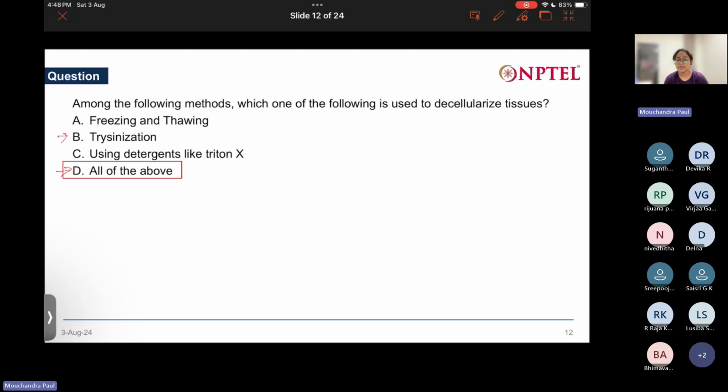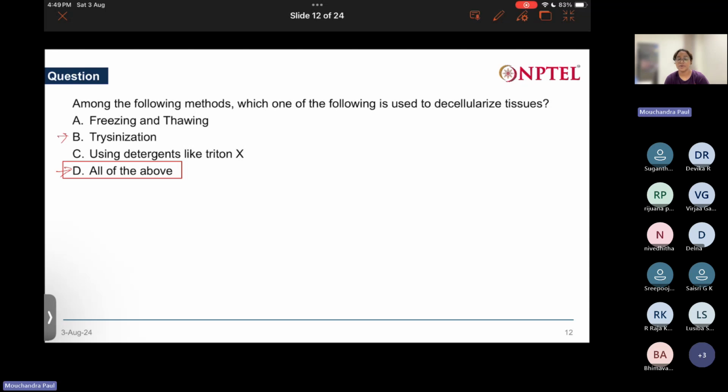So you're correct. We are trying to remove the cellular components from a native tissue. We take tissue either from human origin or from any animal, like bovine, porcine, etc. And then we remove the cells. We have to do it in such a way that any cell-related component, like cell debris, cell membrane components, cell proteins, nucleic acids, everything should be removed.